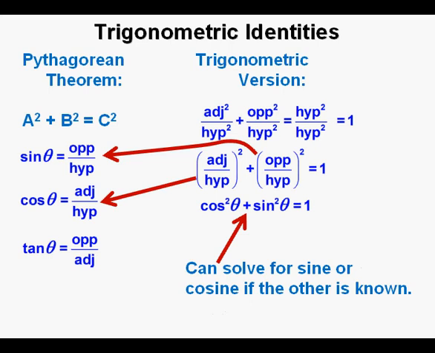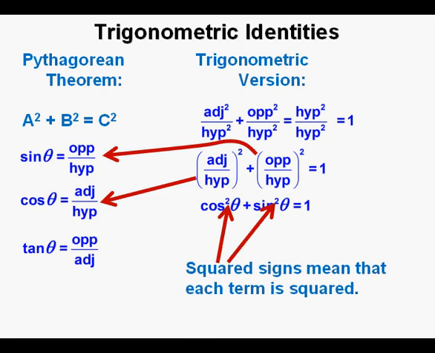With this identity, if you know what sine theta of any angle is, you can find the cosine, and likewise, if you know the cosine, you can find the sine of an angle. Do you notice that the squared sign is just in front of the thetas? This placement means that each whole term, cosine theta and sine theta, is squared. It can be written this way instead of placing the squared sign outside parentheses. Let's briefly demonstrate how these trigonometric identities work.